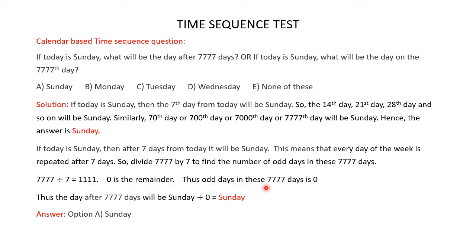Thus, odd days in these 7,777 days is 0. Thus, the day after 7,777 days will be Sunday plus 0, which is Sunday. Thus, if today is Sunday, then the day after 7,777 days is also a Sunday. Also, if today is Sunday, then the 7,777th day also will be a Sunday. Hope you understood the point here. So the correct answer is option A, Sunday.